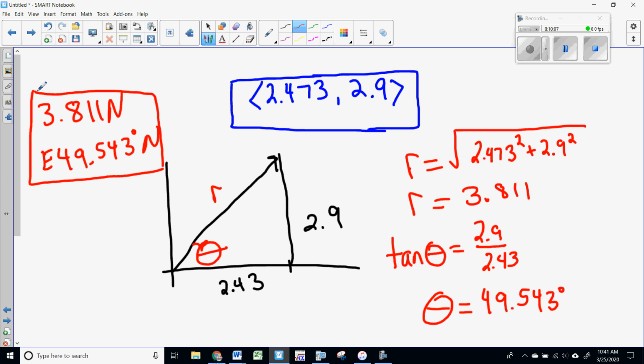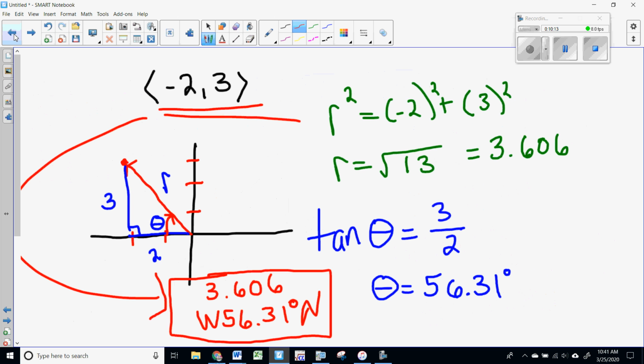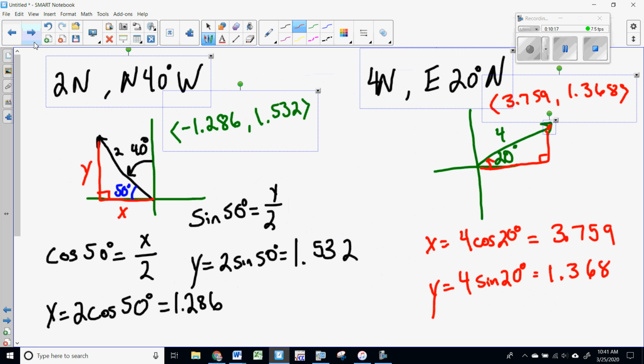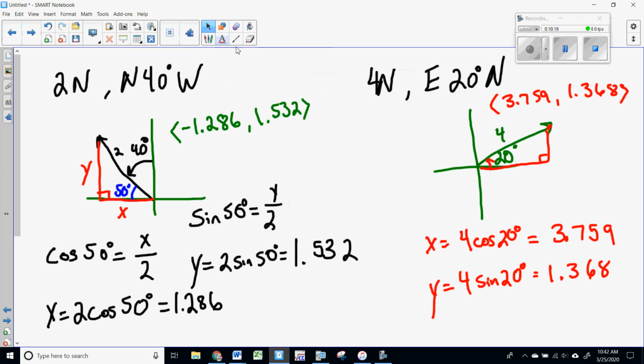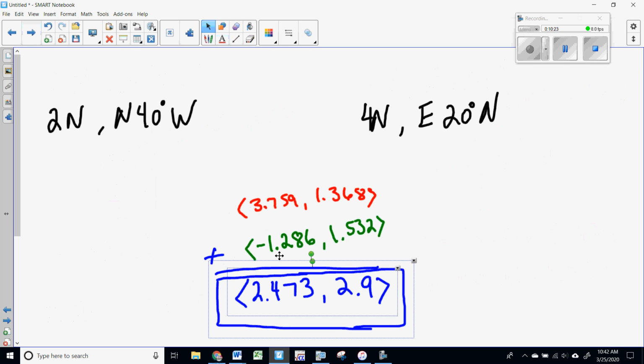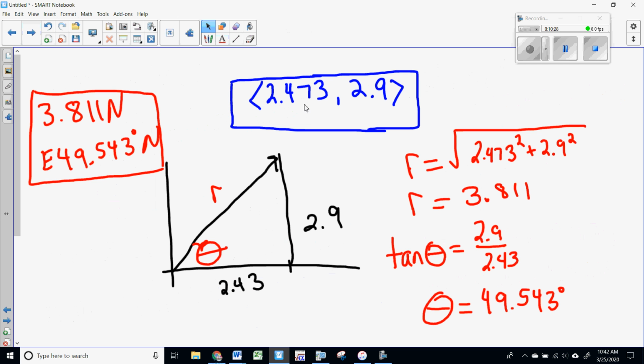So hopefully this shows you how you can convert it from component vectors when you have a component vector to get your direction and magnitude. And then when you're given the direction and magnitude, you just convert everything to component vectors, add them together. Now that you have your component vector, you can switch it back to find your direction and magnitude.